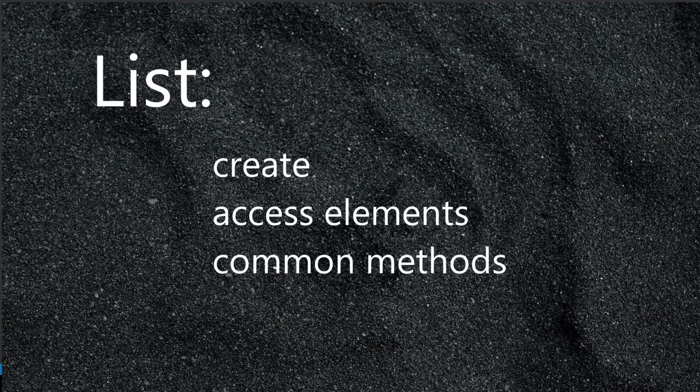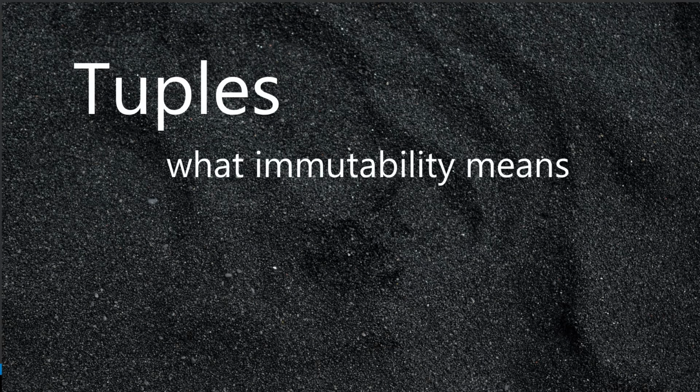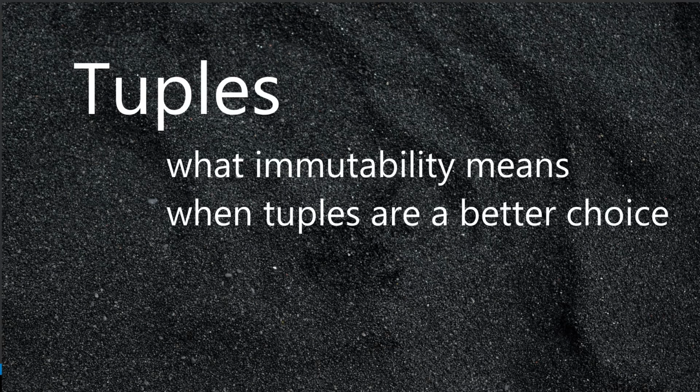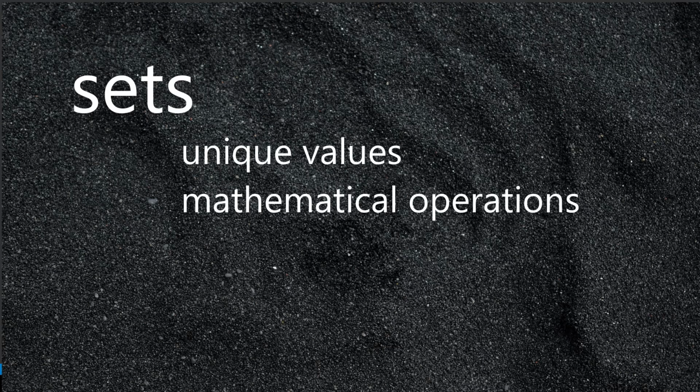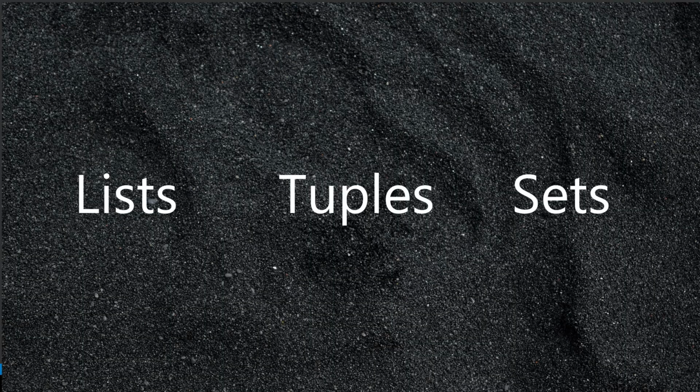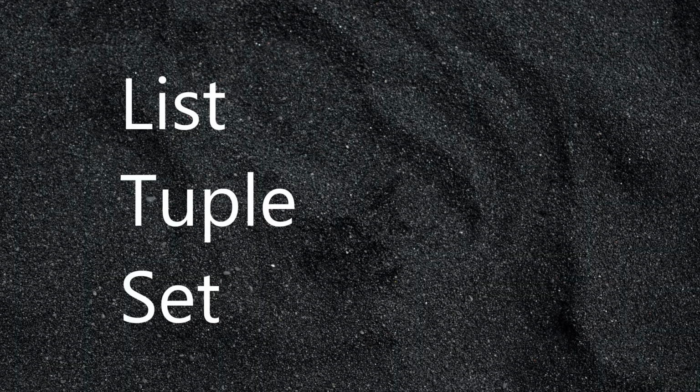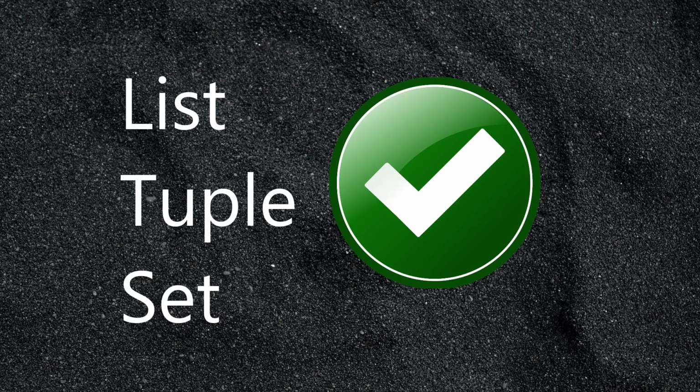We start with lists, how to create them, access elements, and use common methods. Then we will move to tuples, where you will see what immutability means and when tuples are a better choice. After that, we will explore sets, which are perfect when you need unique values and mathematical operations. Finally, we will compare lists, tuples, and sets side by side, and I will show you common beginner mistakes to avoid. By the end of the video, you will clearly know when to use each collection type.